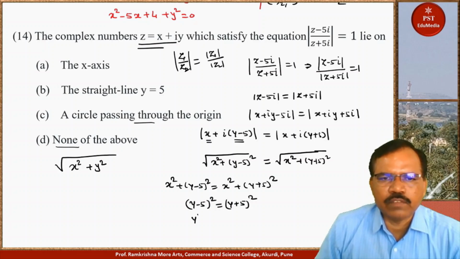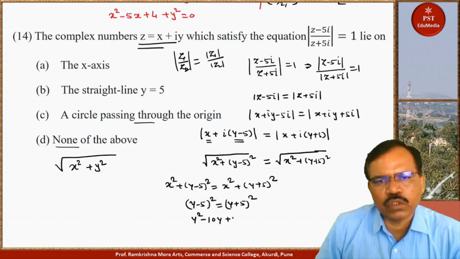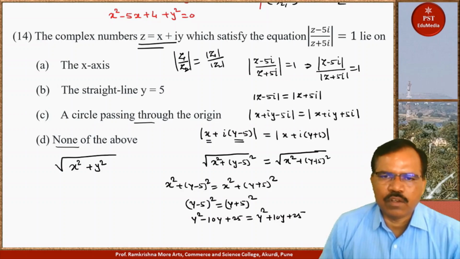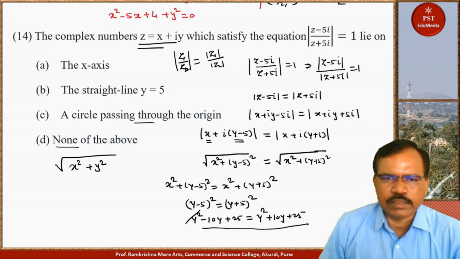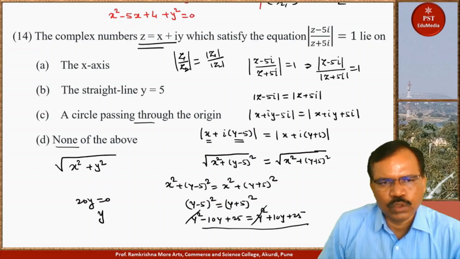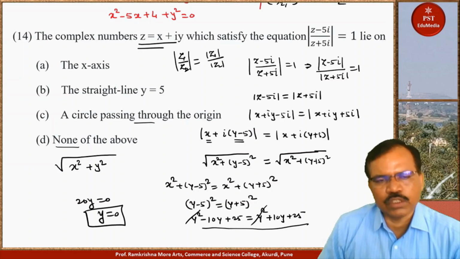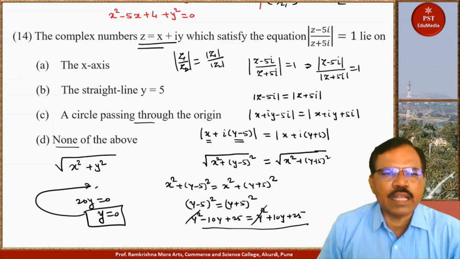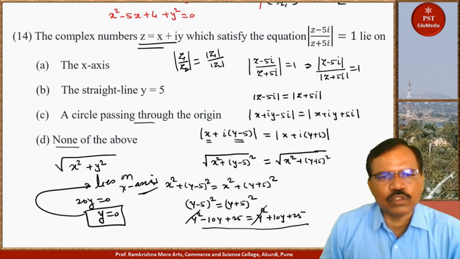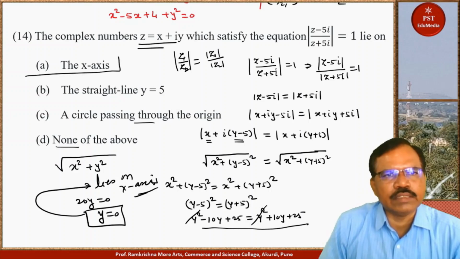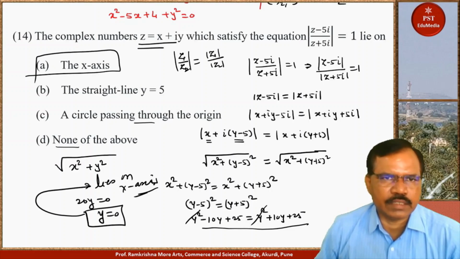So here y square minus 10y plus 25 is equal to y square plus 10y plus 25. Now if we solve this, y square will cancel with this. So we'll get 20y is equal to 0. So we'll get y is equal to 0 for this. Y is equal to 0 means this lies on the x-axis, because y is always 0. So this first one is correct. First one is correct.